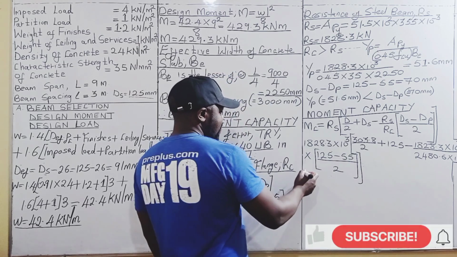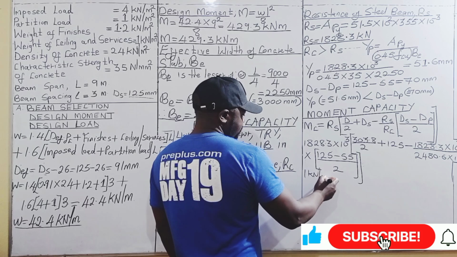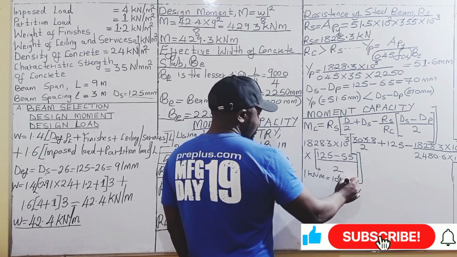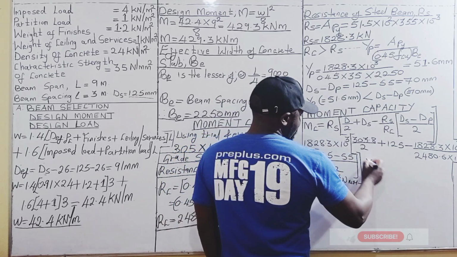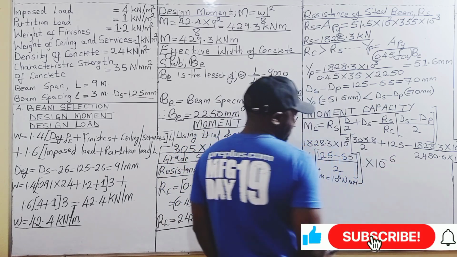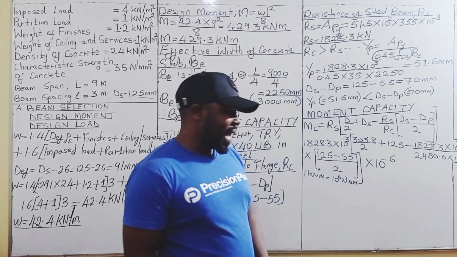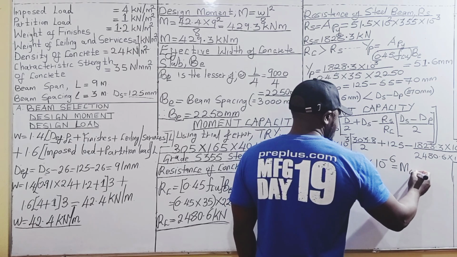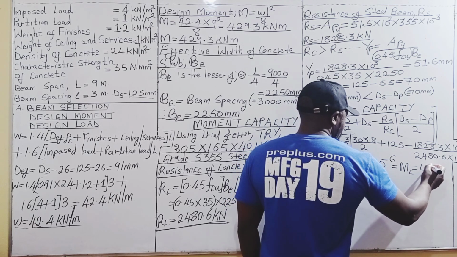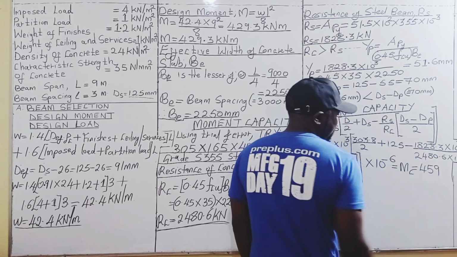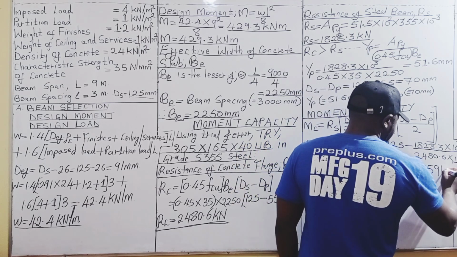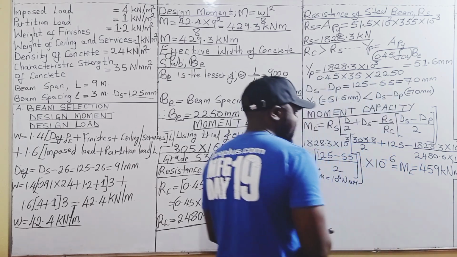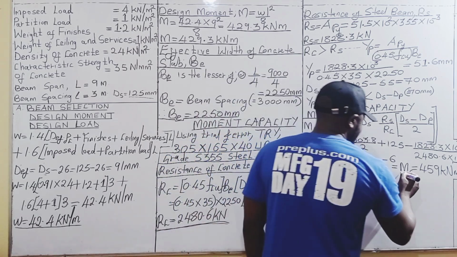Since 1 kilonewton meter is equivalent to 1,000,000 newtons millimeter, we are going to multiply this by 10 raised to the power of -6, which is the same as dividing by 1,000,000. And by doing so, the moment capacity MC will be equal to 459 kilonewton meter. That is the moment capacity of the composite section, MC.